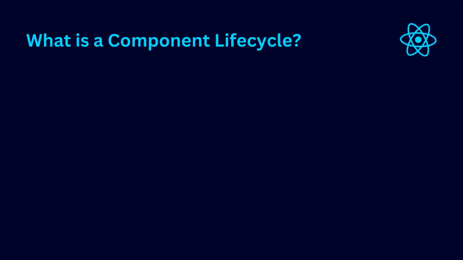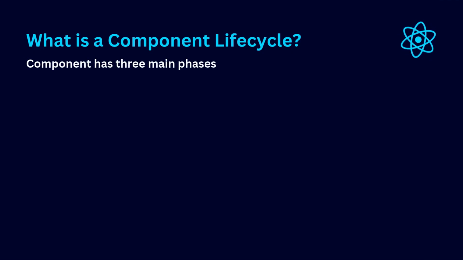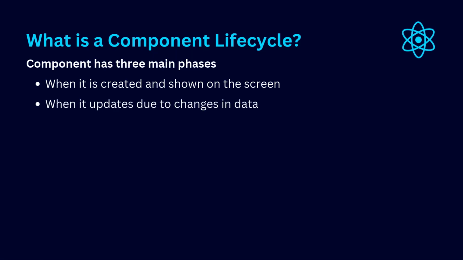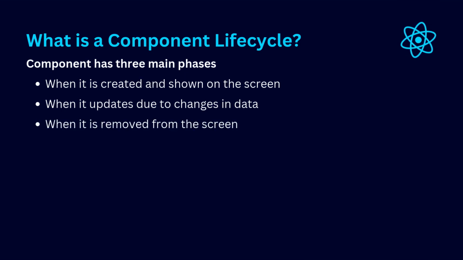In simple terms, a component has three main phases. The first one is when it is created and shown on the screen. Second, when it updates due to the changes in data. Third, when it is removed from the screen. In older class-based React, these were handled using special lifecycle methods. In modern React with functional components, all these phases are handled using the useEffect hook.